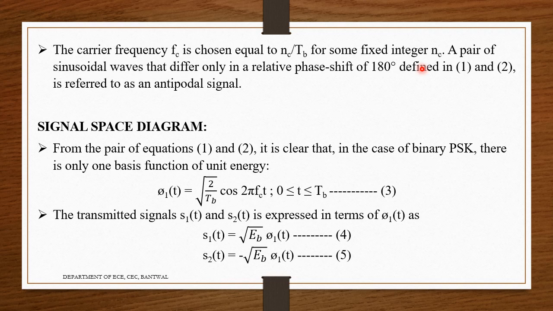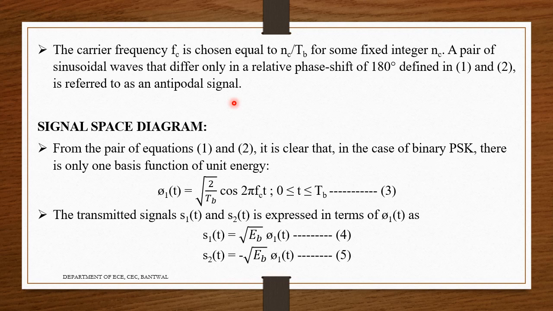Usually when we are calculating, we calculate only for symbol 1. Now, a pair of sinusoidal waves that differ only in a relative phase shift of 180 degrees is defined in equations 1 and 2. That is what I am telling. Symbol 1 is cos 2 pi fct plus 0, whereas symbol 2 is cos 2 pi fct plus pi. We usually refer to those as antipodal signals.